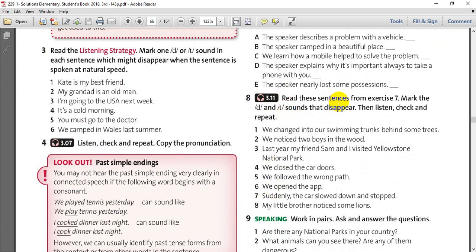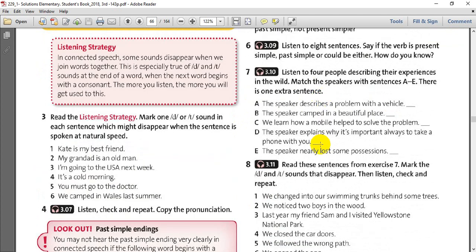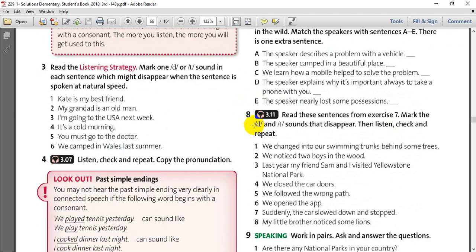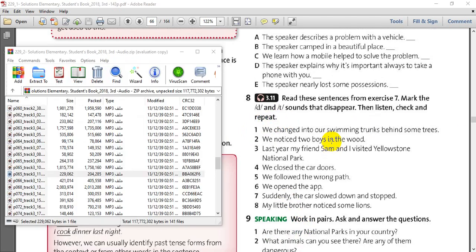Now number 8. Read these sentences from exercise 7. Mark D and T sounds that disappear. Then listen, check and repeat. Now here we have 8 sentences. Let's listen and mark the D sounds that disappear.